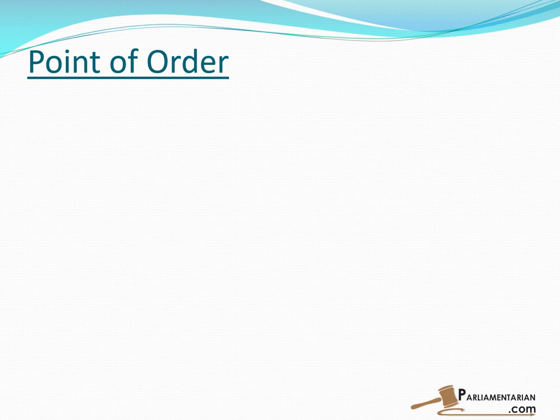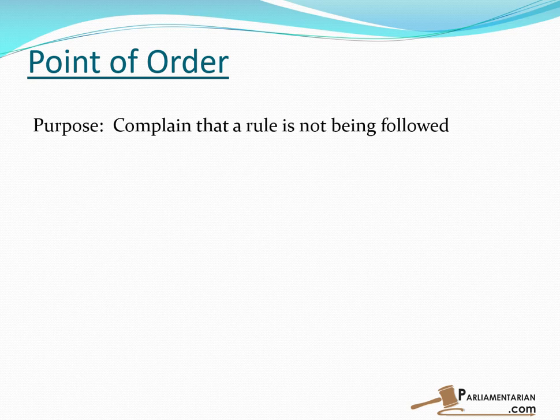So the purpose of the point of order is to complain that the rule is not being followed. There's some rule not being followed. So I have heard some people use the point of order to say, well, what the member stated in debate is not correct, and then they go on to correct the person. That is not a point of order. As long as you're being decorous and polite in debate, you can say anything that you want. It's not out of order.